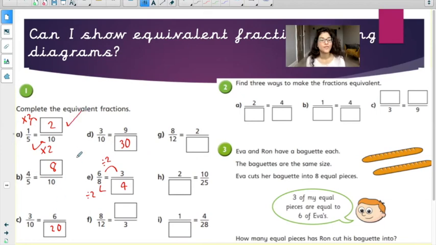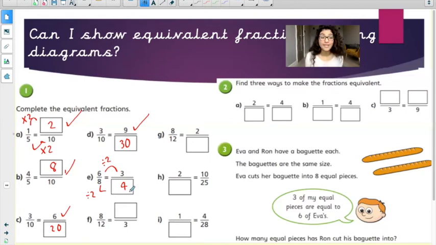B, 4 over 5 is the same as or equivalent to 8 over 10. C, 3 over 10 is equivalent to 6 over 20. D, 3 over 10 is equivalent to 9 over 30. E, different one. 6 over 8 is the same as 3 over 4.